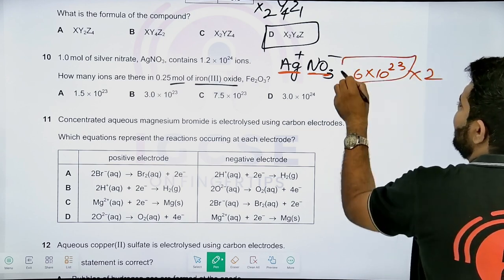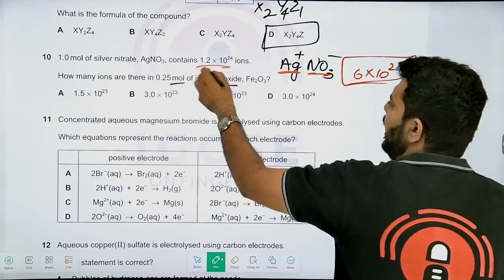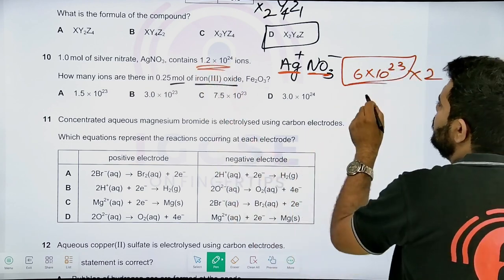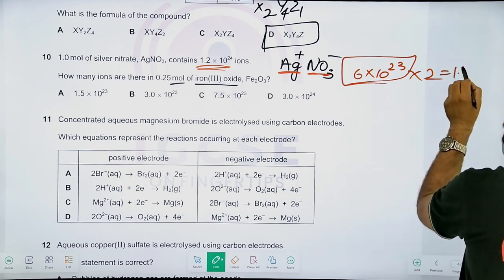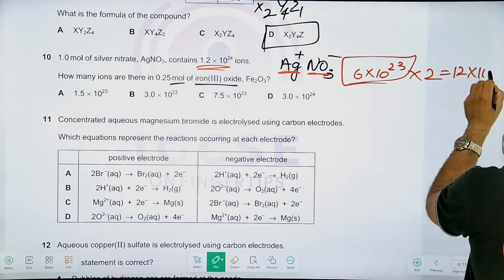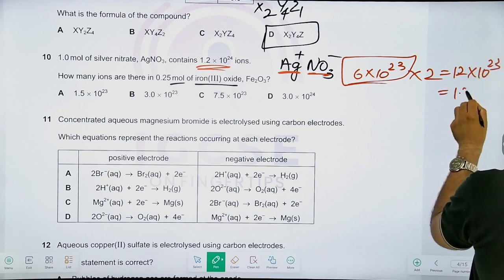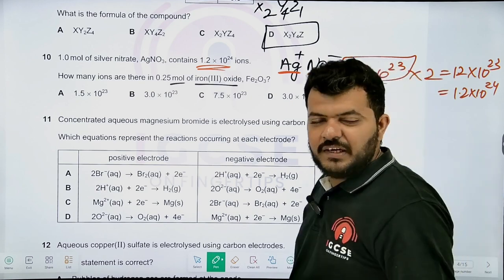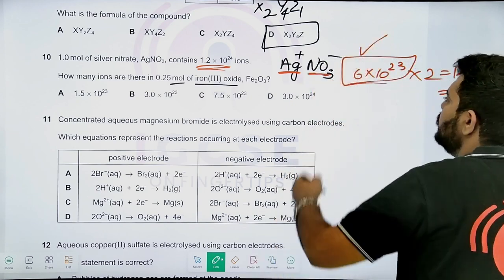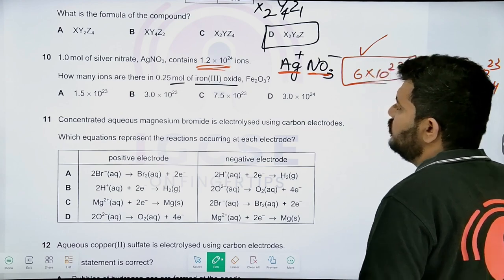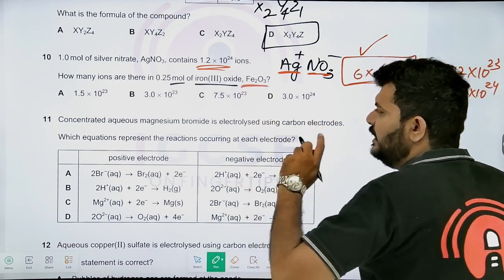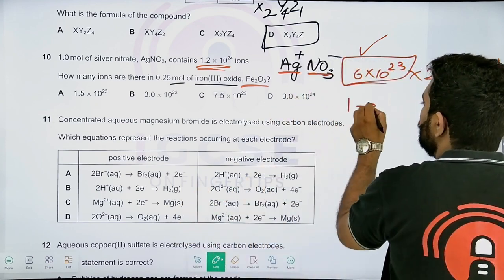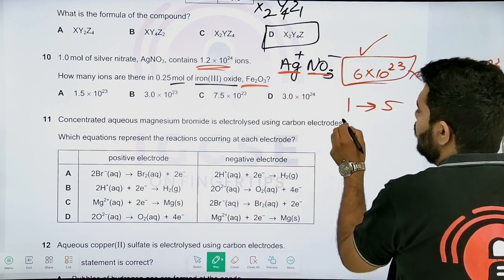What is this? This is Avogadro's number. They have given this value, so you can cross multiply, right? I'll show you that method also, but here Avogadro's number will give you 12 into 10 to the power 23, which can be written as 1.2 into 10 to the power 24. So there is that one method where you remember the Avogadro's constant, and then you think about it that for each mole of iron oxide, there are 5 ions. So 1 mole has 5 ions.